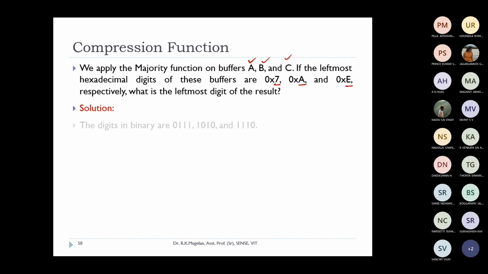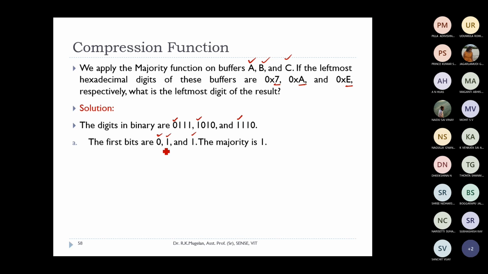You'll get the values 0111, 1010, and 1110. Now you have to apply the majority function. There's an easy way to remember it. Generally we apply it with three values alone. I take the first bits: 0, 1, and 1. Among these three, whichever bit is in the majority is the output.